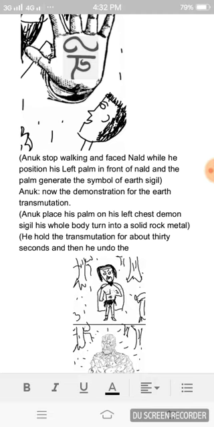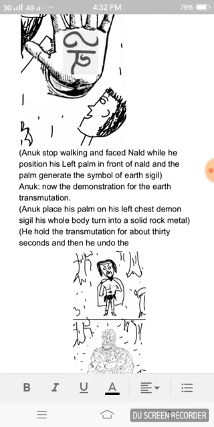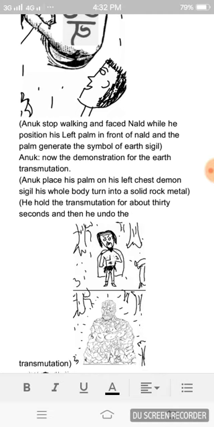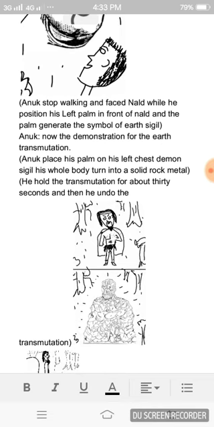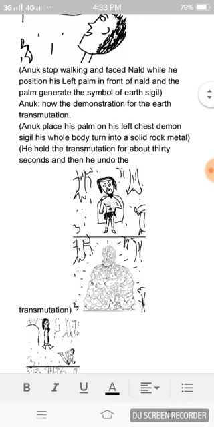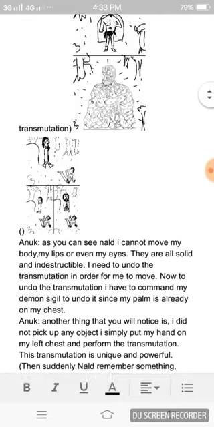Anuc stopped walking and faced Nald while he positioned his left palm in front of Nald, and the palm generated the Earth sigil symbol. Now for the demonstration of the Earth transmutation. Anuc placed his right palm on his left chest demon sigil. His whole body turned into solid rock metal. He held the transmutation for about 30 seconds and then he undid the transmutation.